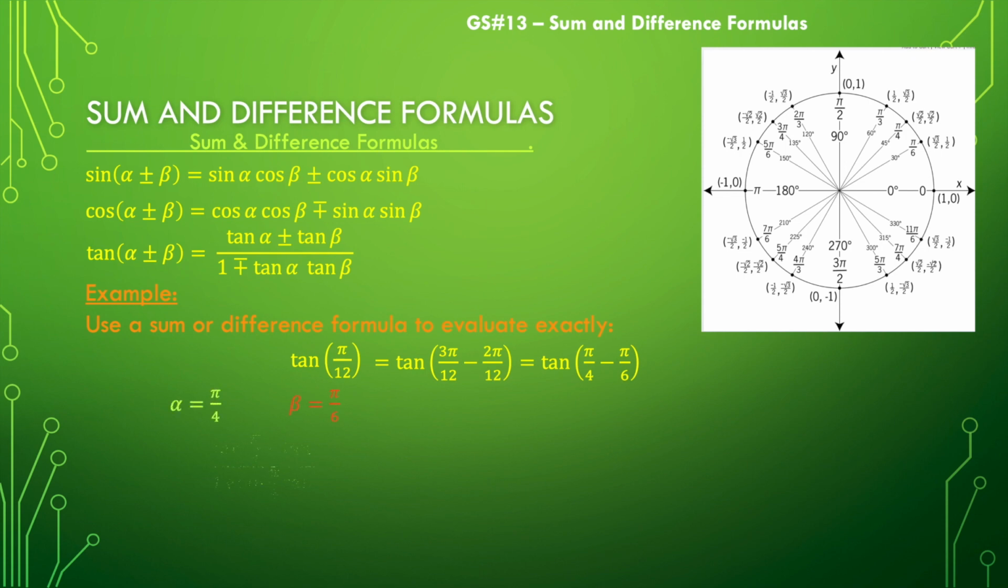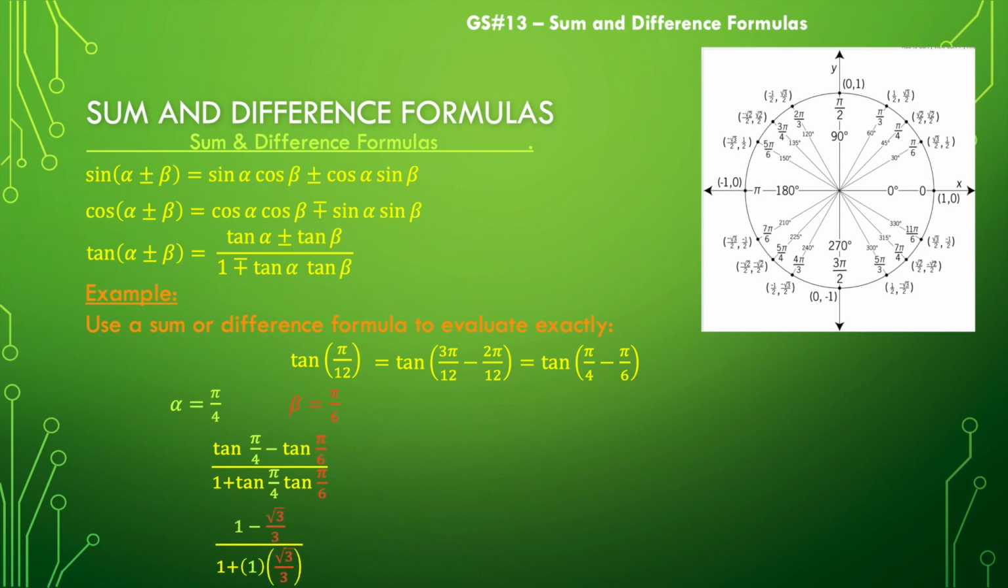Okay, so when I do that, I end up with tangent of pi over 4 minus tangent of pi over 6, all divided by 1 plus the tangent of pi over 4 times the tangent of pi over 6. All right, so as I evaluate those things, I know that the tangent of pi over 4 is 1, so I can replace those two expressions, one on the top, one on the bottom, with 1. Tangent of pi over 6 will be the square root of 3 over 3. So let's go ahead and replace those.